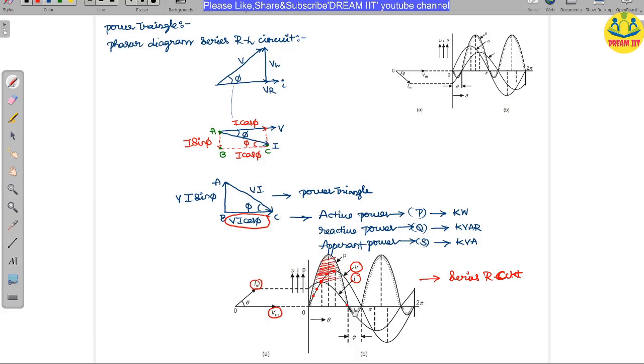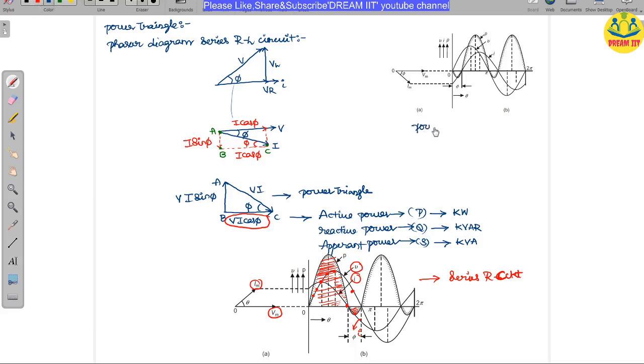But at this point voltage and current are both becoming zero. That's why the power is also becoming zero here. Up to this, no problem. But at this point, the voltage is positive only, but the current waveform is negative. That's why you are getting a negative power here. What is the meaning of the power being negative?